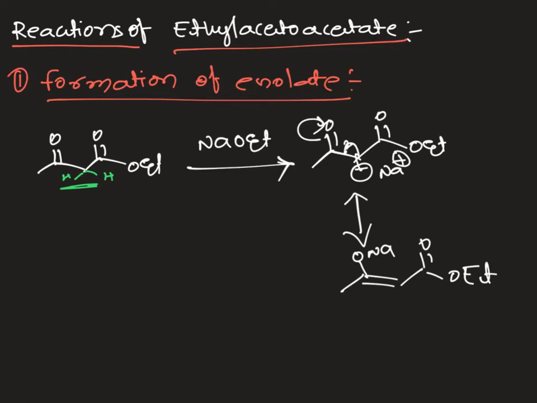If we add sodium ethoxide, it will form the corresponding enolate, and most of the time we use this enolate as a reactive intermediate or substrate for most applications of ethyl acetate. That's why I have taken the first reaction as formation of enolate, and the second reaction is alkylation reactions, that is alkylation on ethyl acetate.